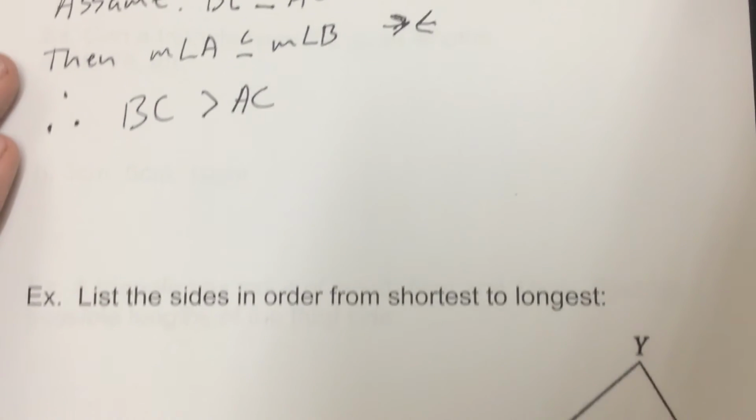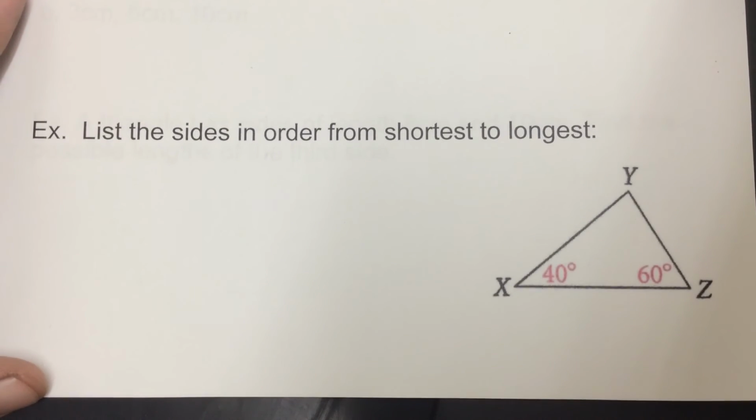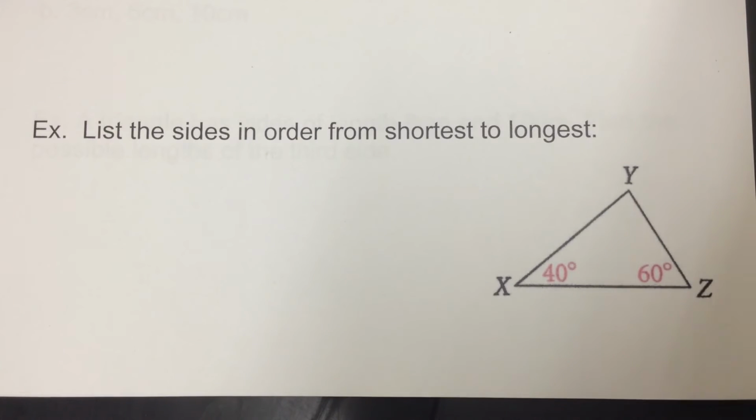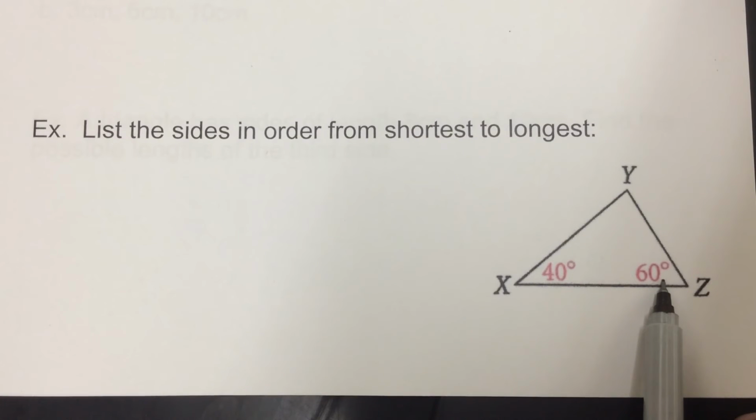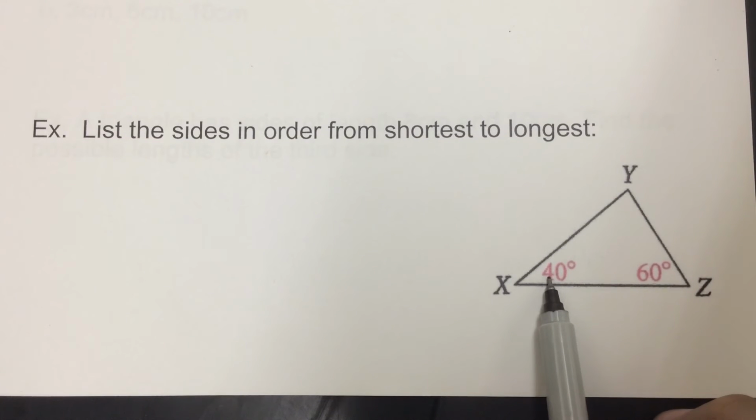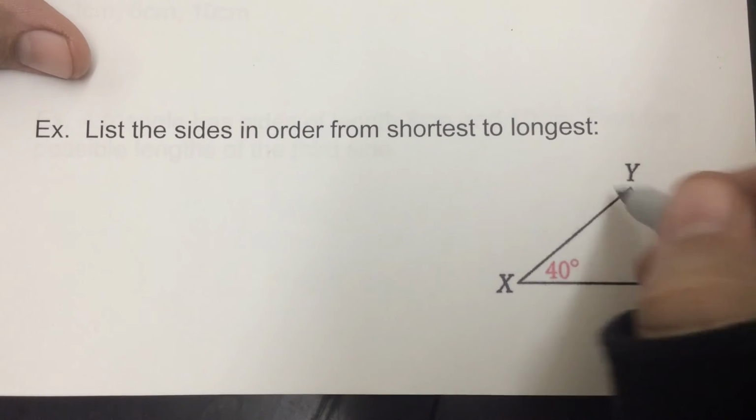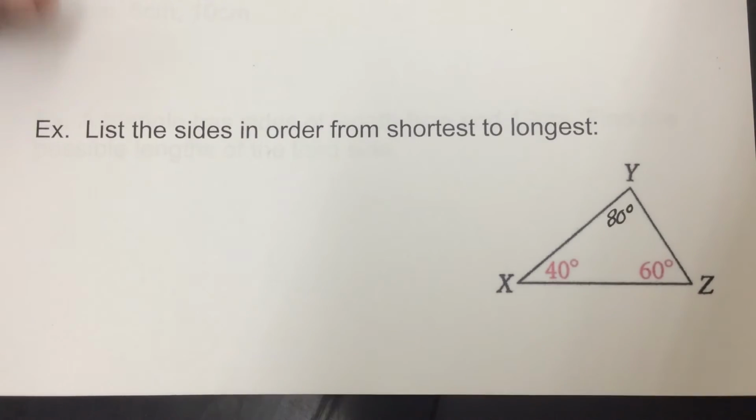Now, we're going to take this triangle and list the sides in order from shortest to longest. So looking at this, I have this angle, but I'm missing my third angle. If I know I have two of these, all three have to add to 180, so 180 minus 40 is 140. Minus another 60 leaves me with 80 degrees left here.